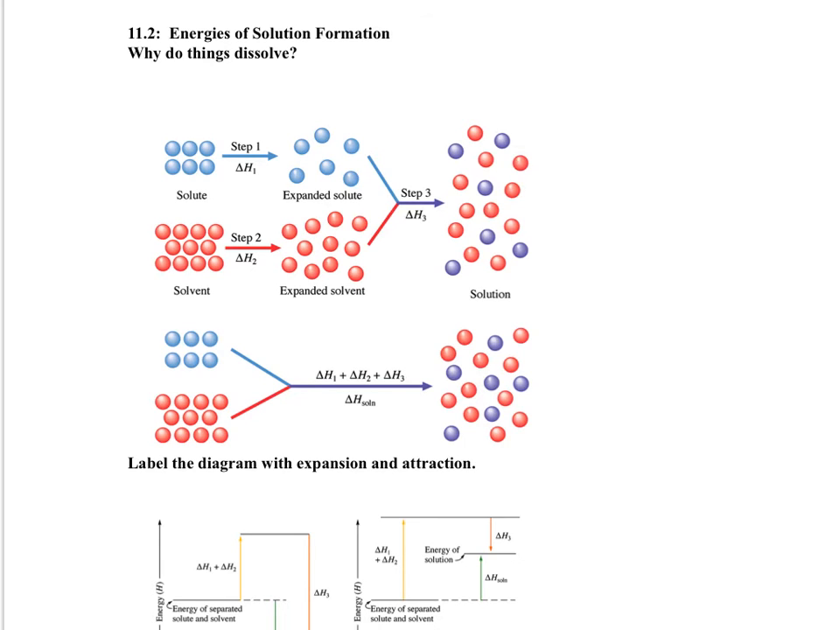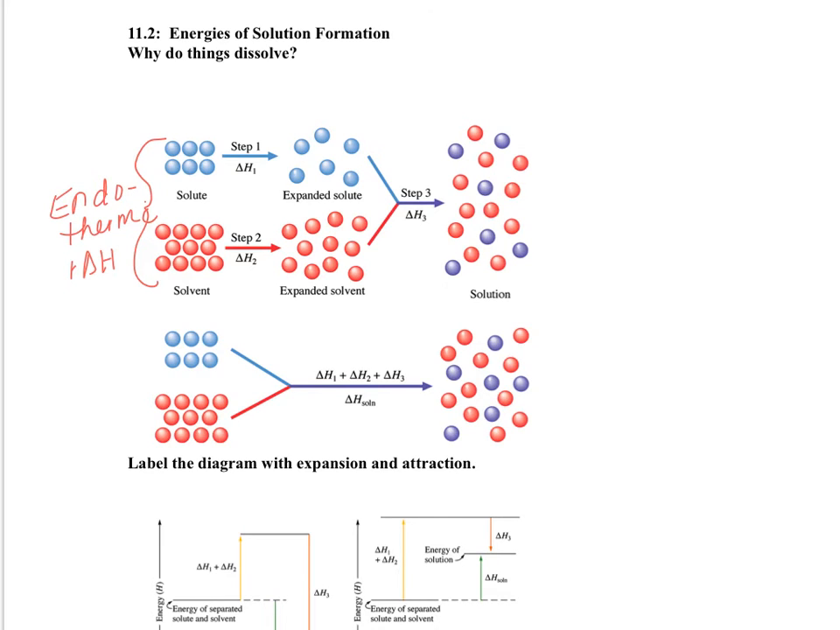In delta H1, we have to expand the solute. This is going to require energy. We also have to expand the solvent, which also requires energy. So both of these first two steps are endothermic, or a positive delta H.